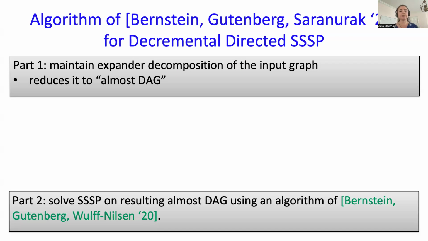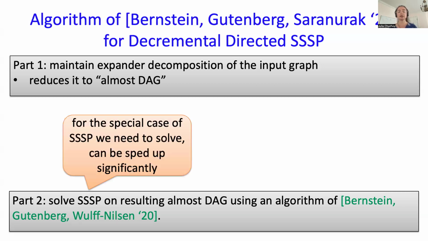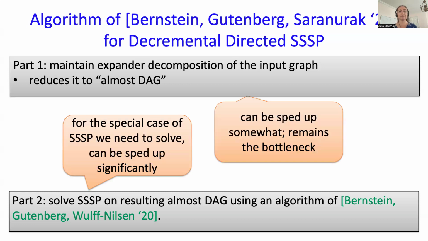And then the second part of their algorithm is just using a known algorithm from before in order to solve single-source shortest path on the resulting almost DAG. So this is how this decremental single-source shortest path algorithm works. In our SODA paper, one of our main observations is that for the instances of single-source shortest paths that we get from our reduction from the bipartite matching problem, we can speed up the second part really significantly. And this is what really gives us the edge. As for the first part, we speed it up a bit. And this is enough to give us this edge over the Hopcroft-Karp algorithm, but not enough to get all the way to n² running time.